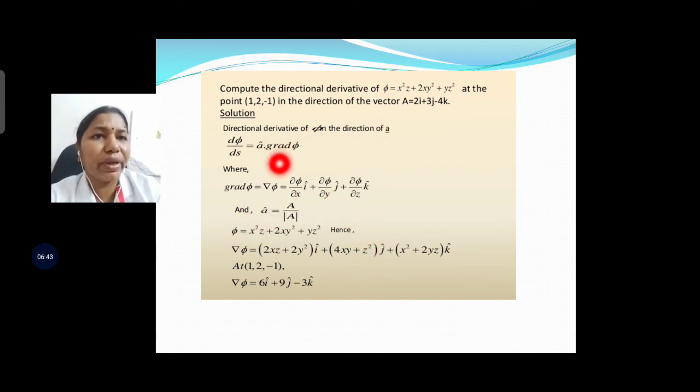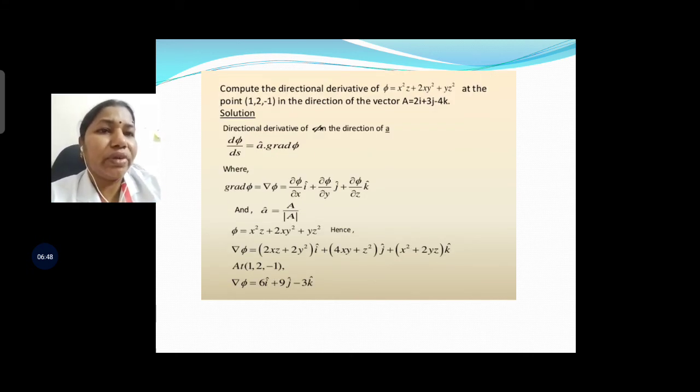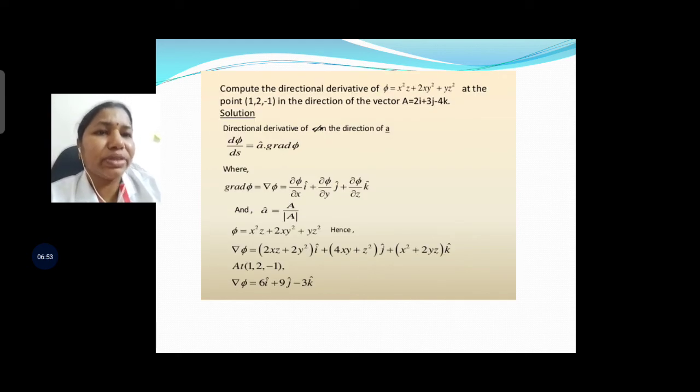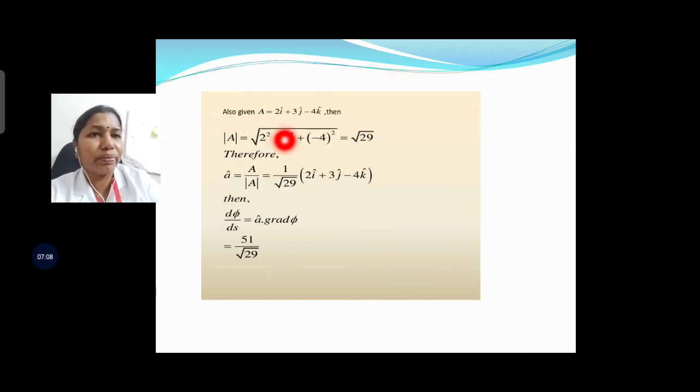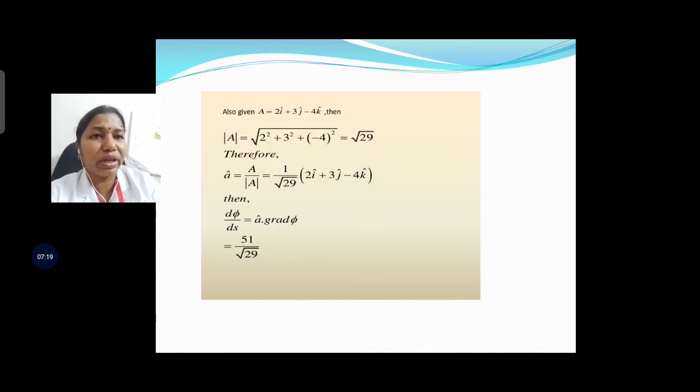This is for del phi or gradient phi. So we have calculated the vector 6i plus 9j minus 3k. If you refer to this, A is given as 2i plus 3j minus 4k. So the vector is given. We can take the magnitude of the vector, root of 2 square plus 3 square plus minus 4 square. We will get root of 29. So the unit vector is this vector 2i plus 3j minus 4k divided by root of 29.